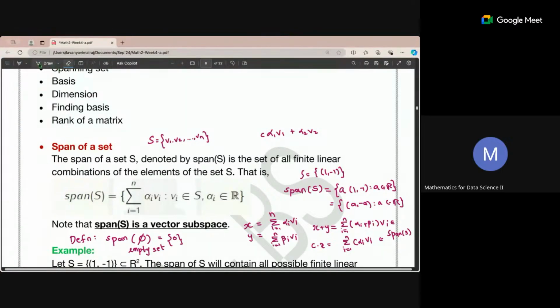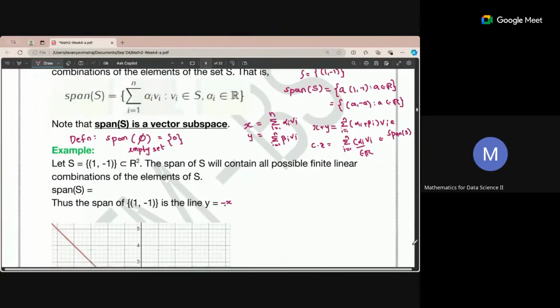Suppose you are multiplying c with this entire term. What happens? You get c multiplied with each of these terms, right? c alpha 1 v1 plus c alpha 2 v2. Then, ma'am, will it still belong to the span? Yes, because now c alpha i is again another real number. The coefficient should be a real number. That is all you need. Okay, ma'am, I understood it. Thank you.